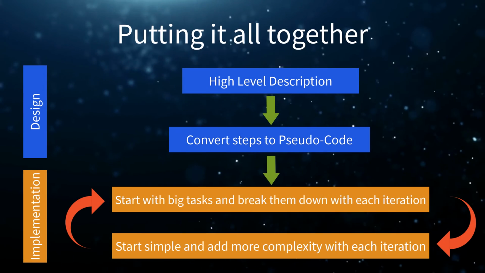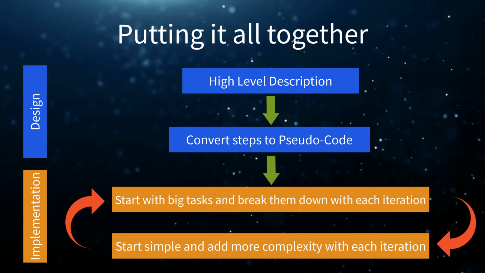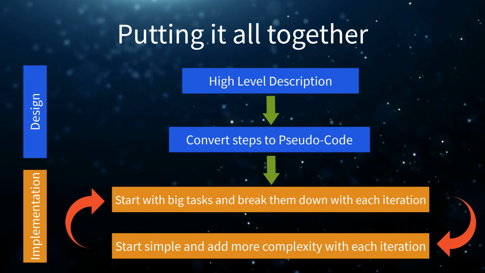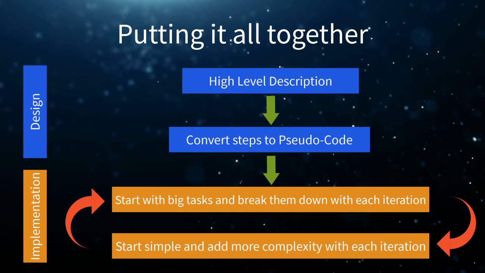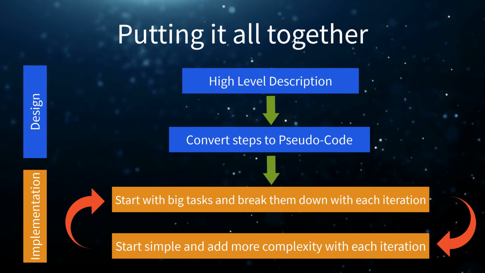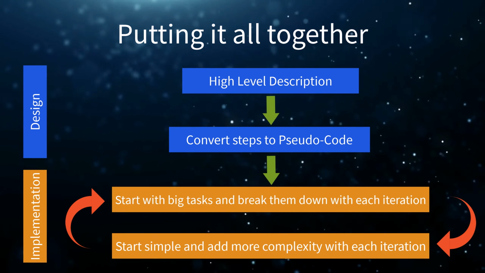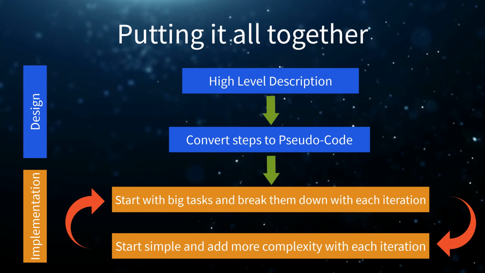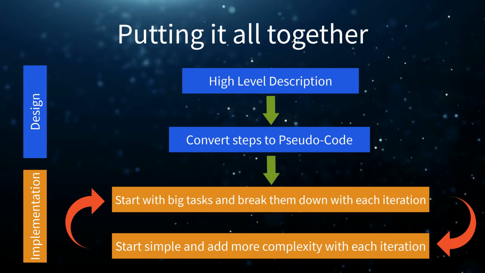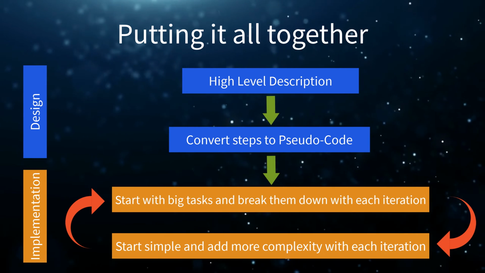So here's what it looks like when you're putting everything together. For the design phase, you want to start with a high-level description of your functionality. You can use Notepad or Word to lay out all of that information. Then you convert those steps into pseudocode to better approximate how the final code will look. Then, during implementation, meaning you're now in Unreal Engine, you want to start with big tasks and break them down with each iteration. You also want to start simple and add more complexity with each iteration.